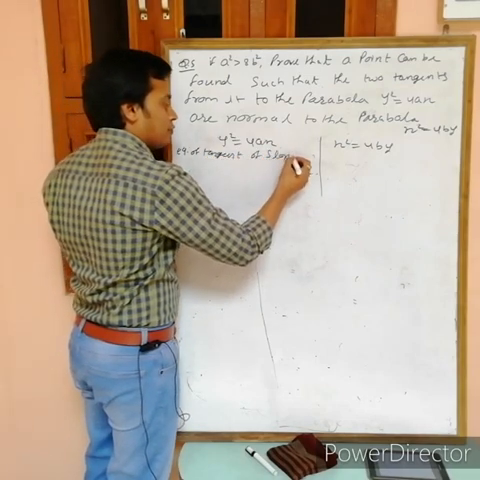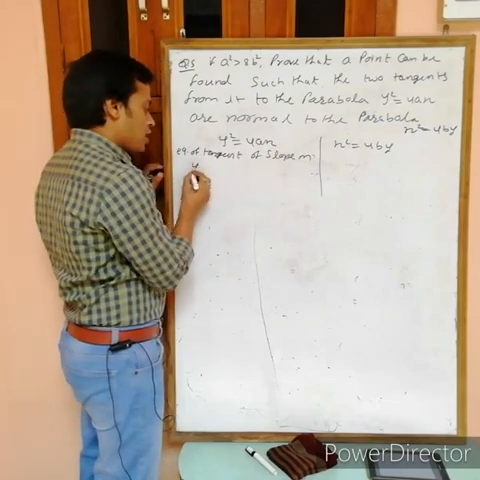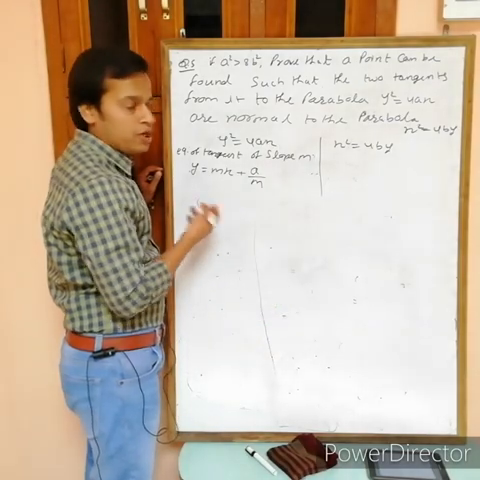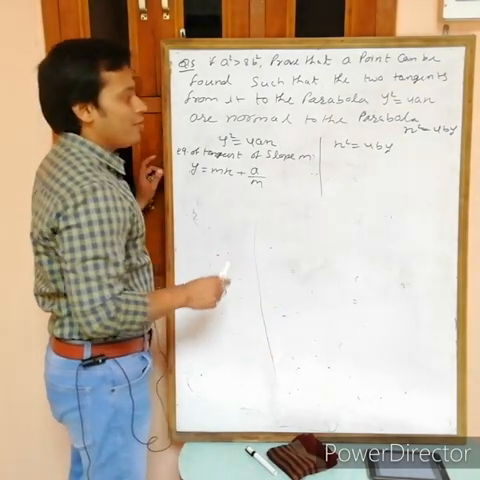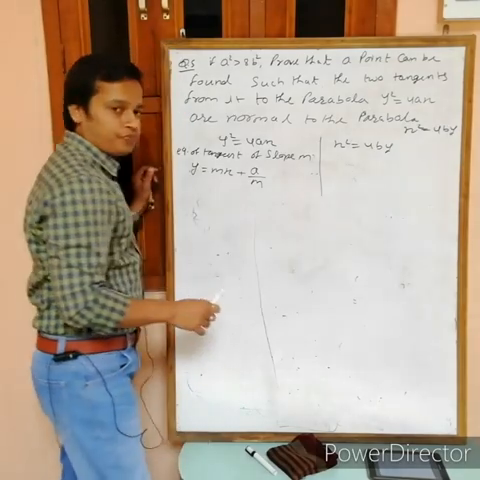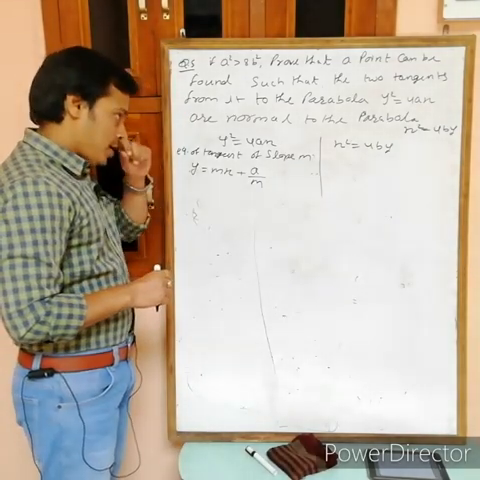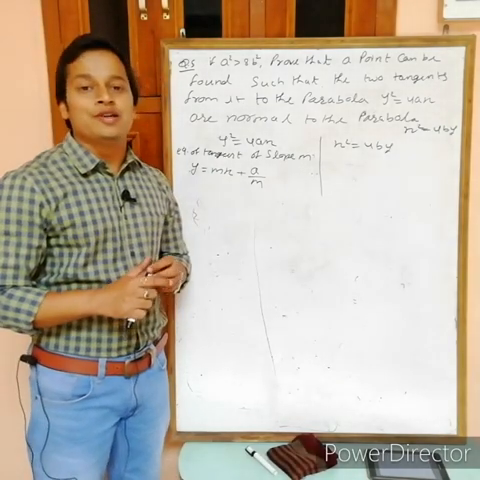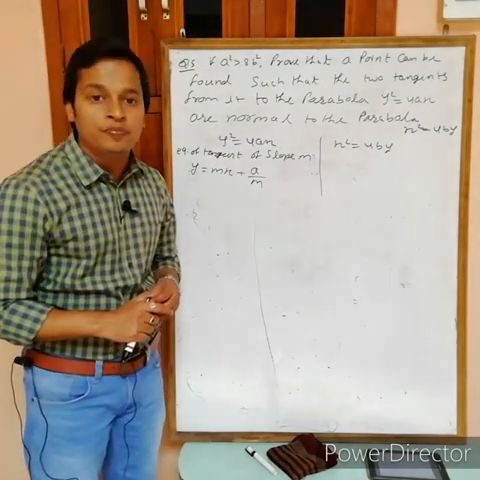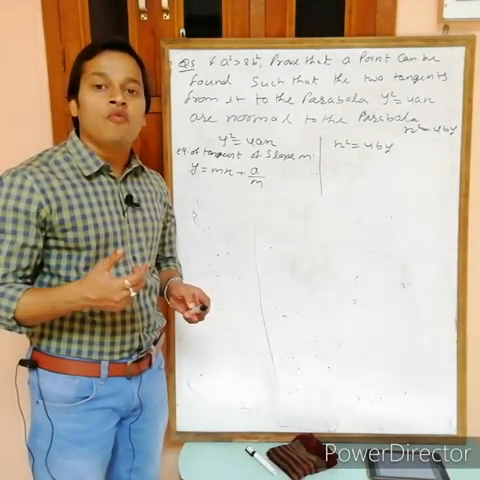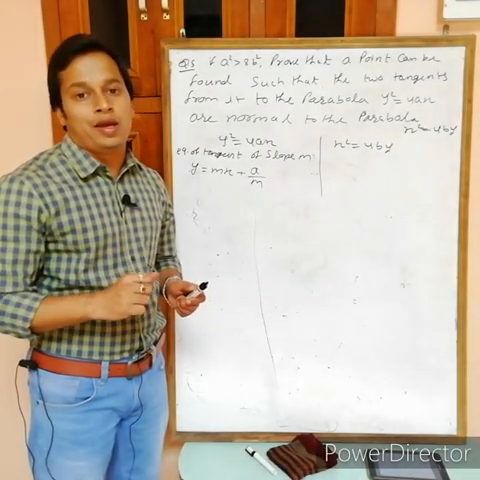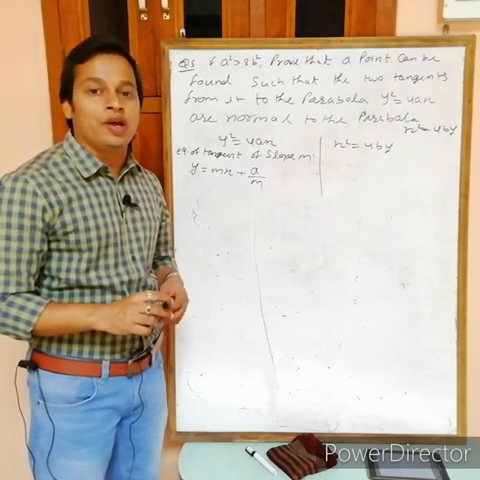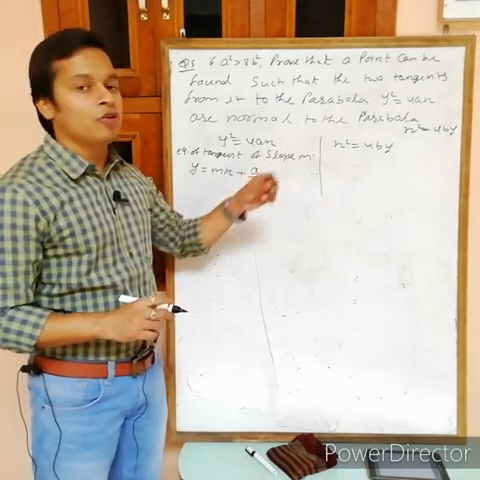Of slope m, y equals mx plus a by m. This is the equation of tangent for this parabola, y square equals 4ax. Now you want the equation of normal with the slope m. But actually we have the equation of normal y equals mx minus 2am minus am cube, but that equation is for y square equals 4ax. But here we want the normal for x square equals 4ay. So how to get the normal for this one?